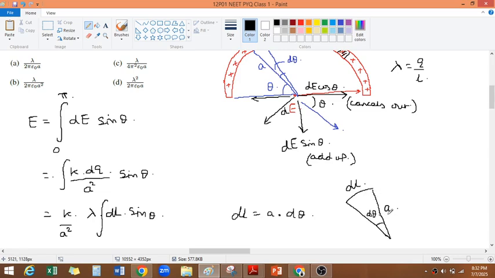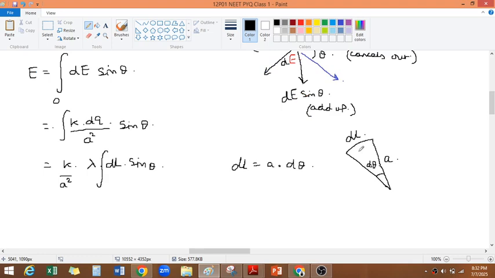Yes, sir. 11th standard, first chapter. But I forgot. Length is equal to radius into theta, so a into d theta. கரெக்டா? Okay, sir. எல்லாமே பேசிக்ஸ் தான்.